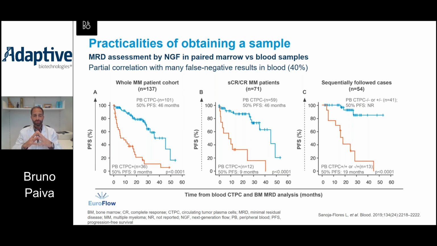This is data produced by the Euroflow group, reported very recently in blood, in which the Euroflow showed that it is possible to detect MRD in blood in 15% of patients in CR, and this does allow to identify a subset of patients in CR with dismal PFS, only 9 months. It is true that there were 40% of false negative results, in other words, positive in the marrow, negative in the blood. But I think that these results do allow us to envision that perhaps in the next decade, we'll see more and more on how to use blood complementary to the bone marrow.